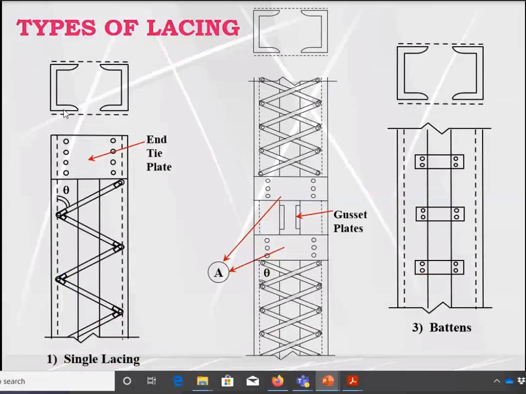If we have two channel sections with their flanges turned inside and we are connecting them on both sides with the help of lacing, then at the ends, the edges of this built-up section will be connected with the help of end tie plates on both sides. One end tie plate will be on the bottom side and one on the top side. Here there is a longitudinal view and this is the cross-sectional view. If you cut from here, you will have the end tie plate here and also one here. We have already learned the design of the end tie plates. I will repeat it when we are solving the example.